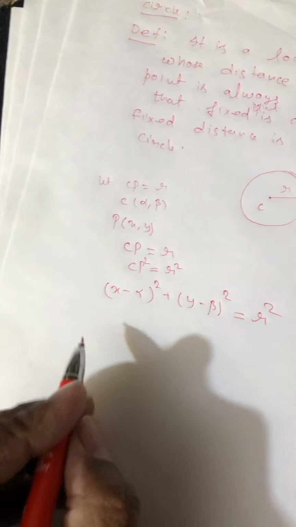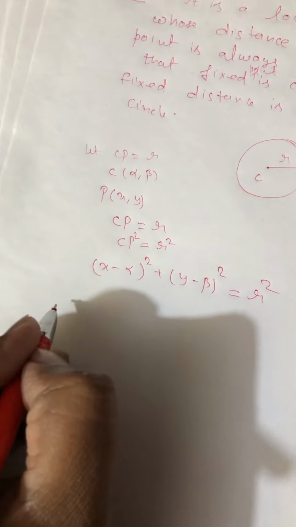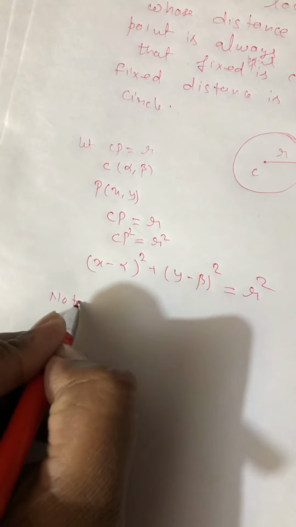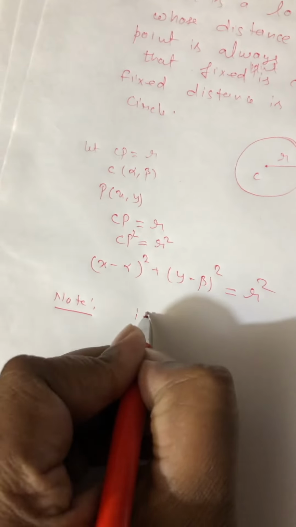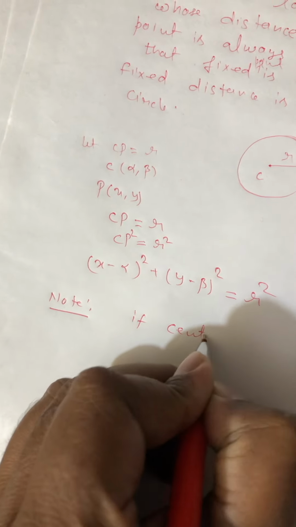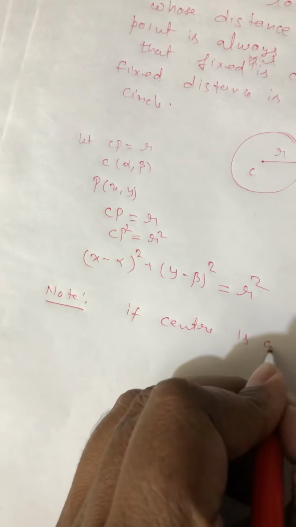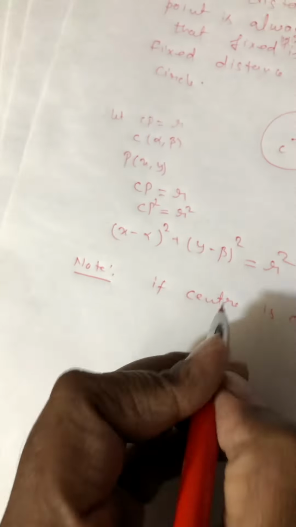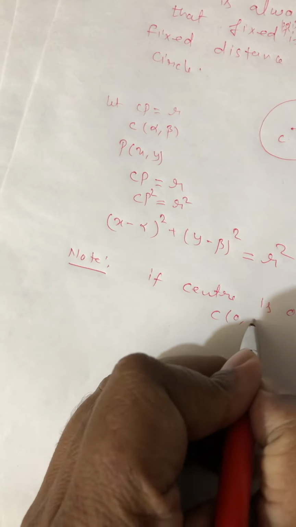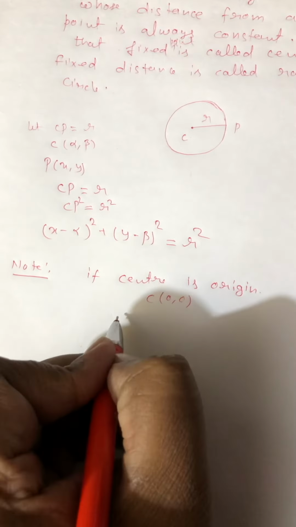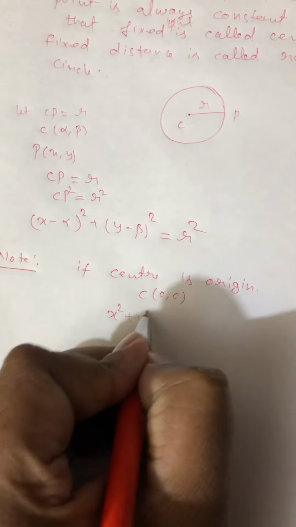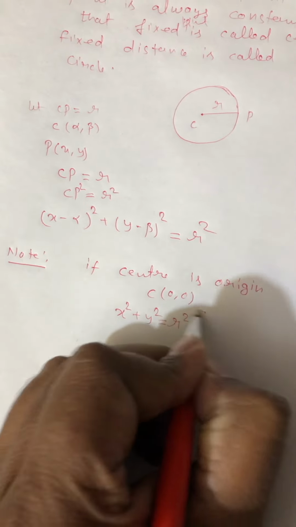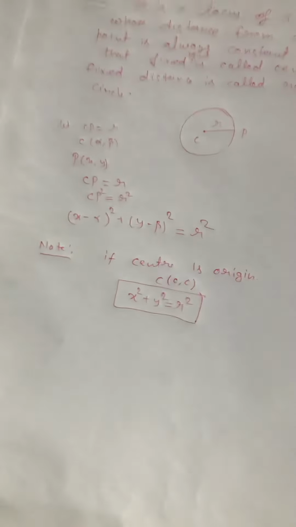Next, we will discuss a standard case, if the center is the origin. If the center is the origin, then C becomes 0, 0, meaning alpha and beta both become 0. So the equation will be x square plus y square is equal to R square. That is called the standard equation of a circle.